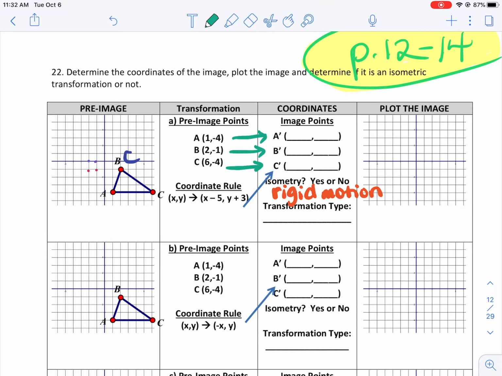We're super excited to do notes today for you on page 12 to 14 in our brand new Rigid Motions packet. Woohoo! So exciting.